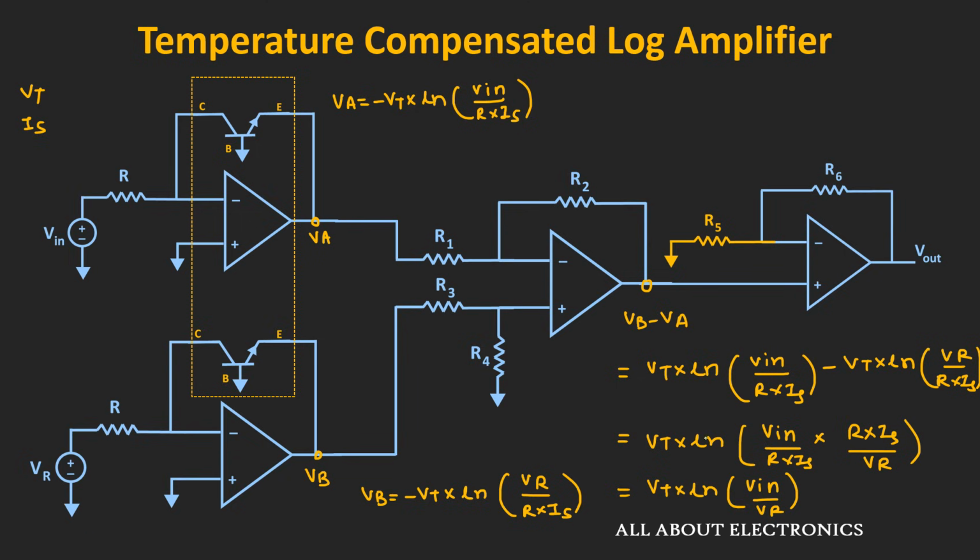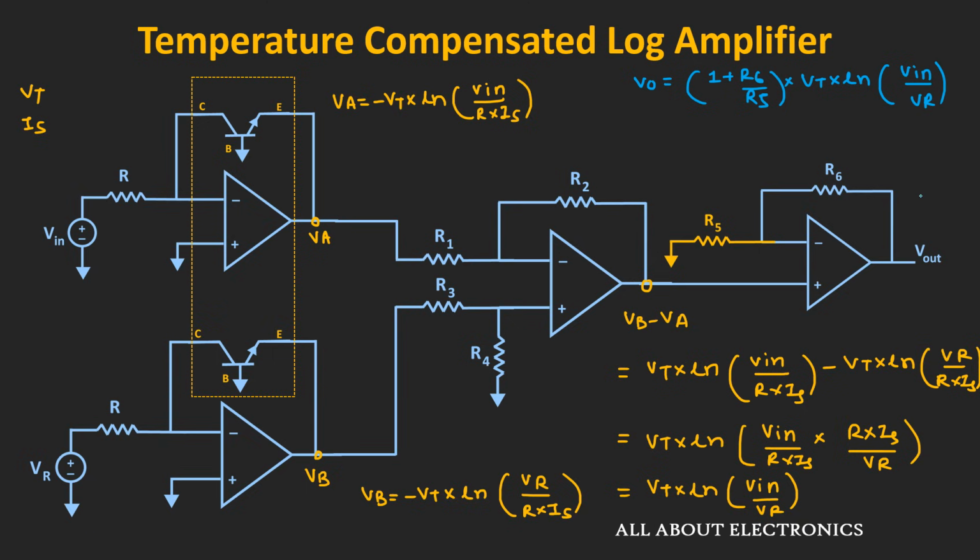But still this output voltage depends upon this thermal voltage. So using this third block, we can eliminate the effect of this thermal voltage. So now let us write down the expression for the output voltage. So the output voltage Vout can be given as 1 plus R6 divided by R5 times this voltage VB minus VA, and that is equal to Vt times the natural log of Vin divided by this reference voltage VR.